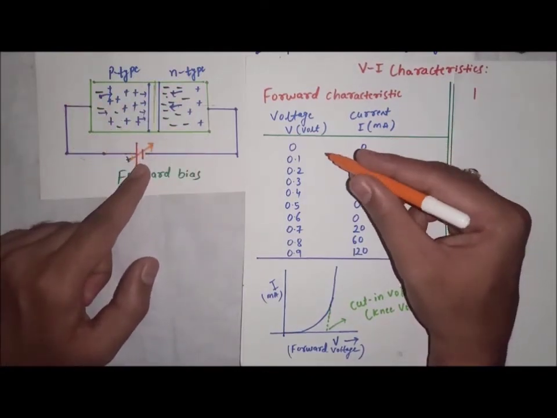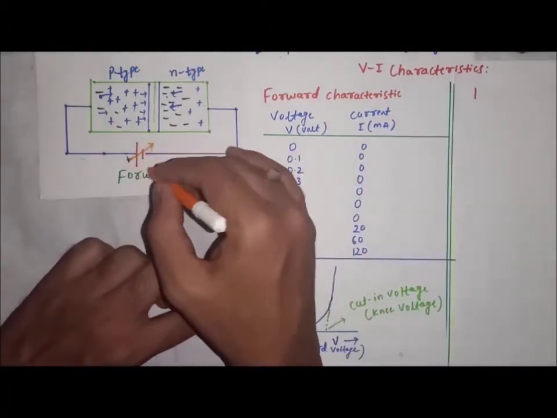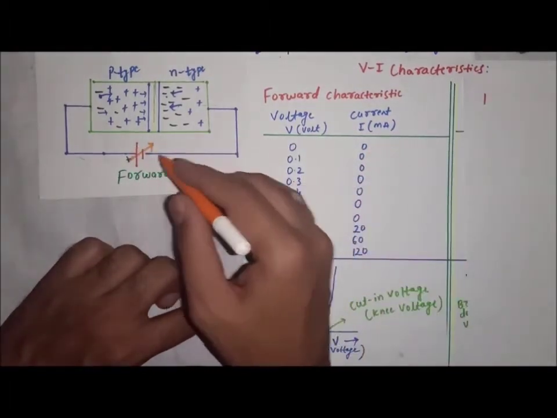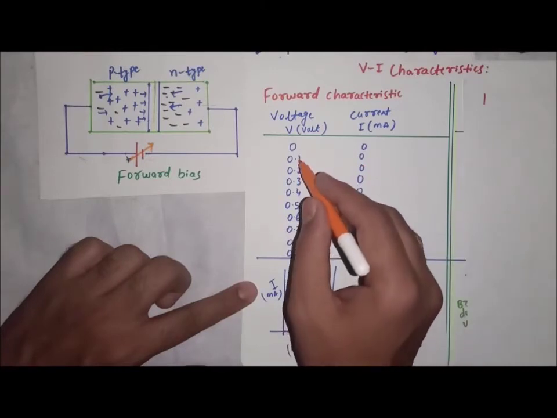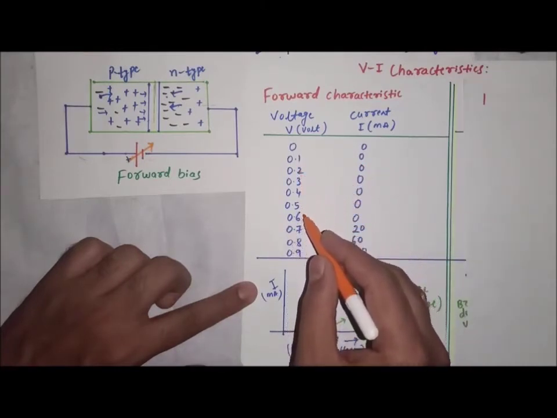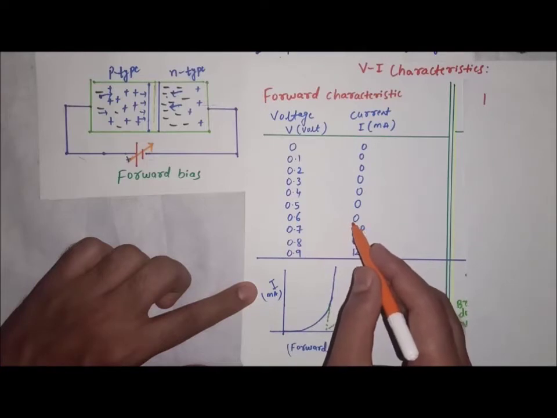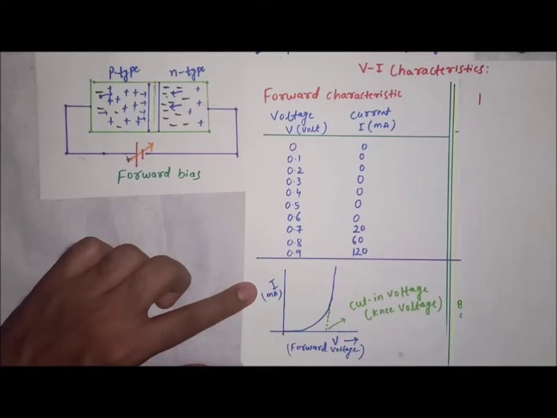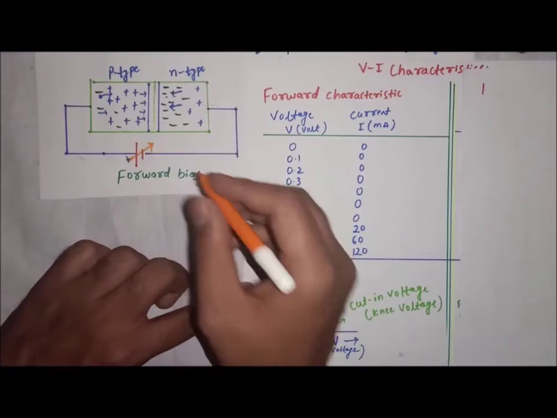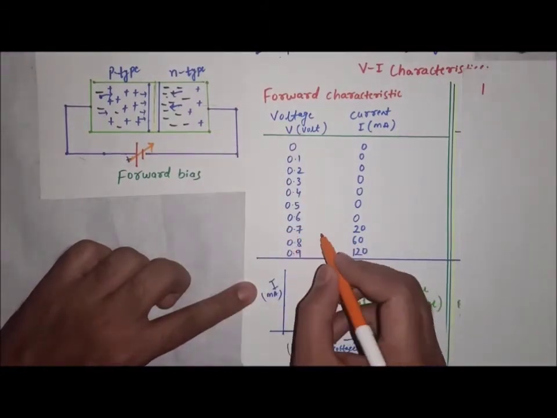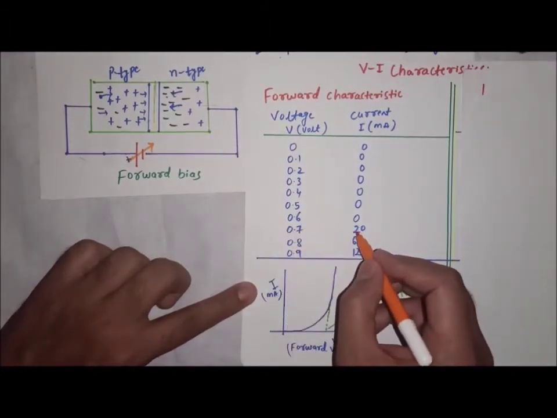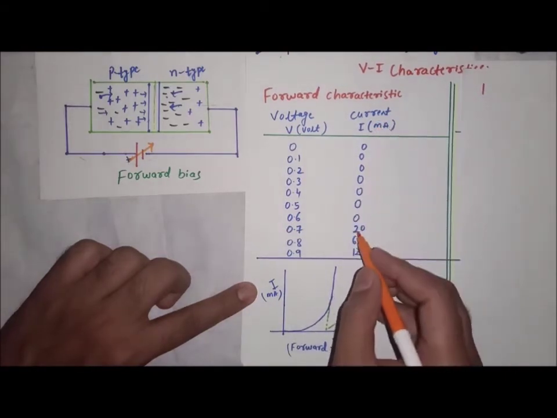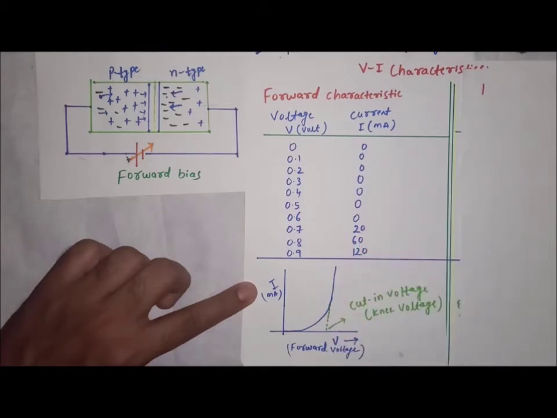As the voltage increases to 0.1 volt, you will get zero current. At 0.2 volt, zero current. And if you keep on increasing the voltage till 0.6 volt, you can see there is no change in current. And once it reaches the voltage 0.7 volt, you can see suddenly the current increased to 20 milliamps. 20 milliampere of current is increased.